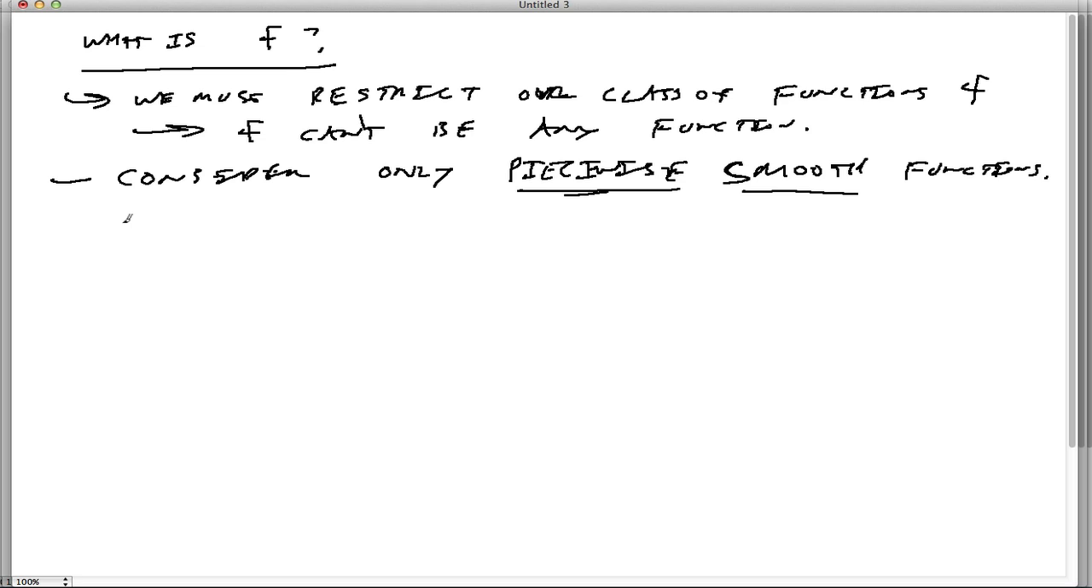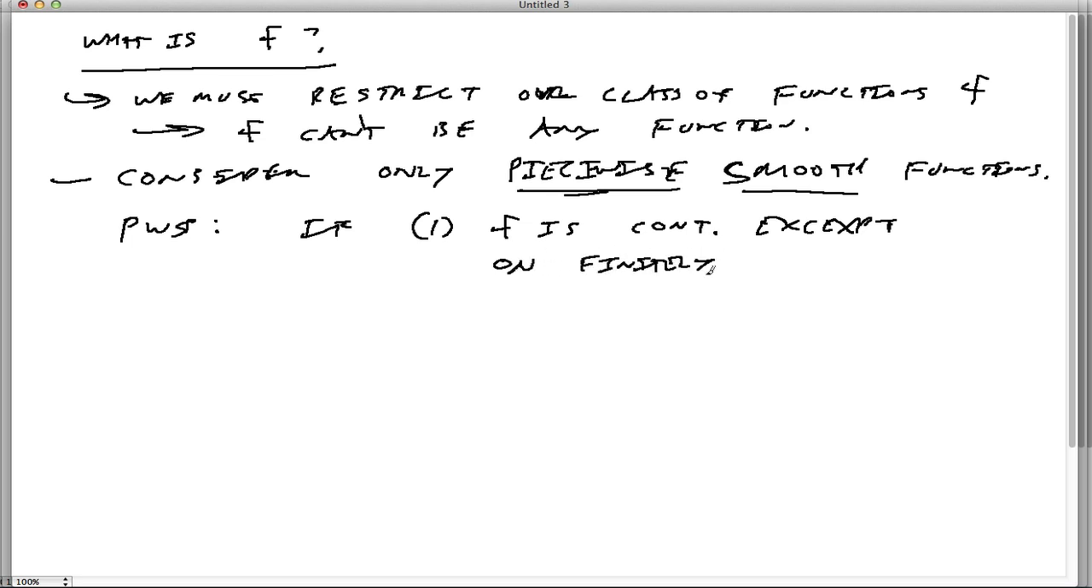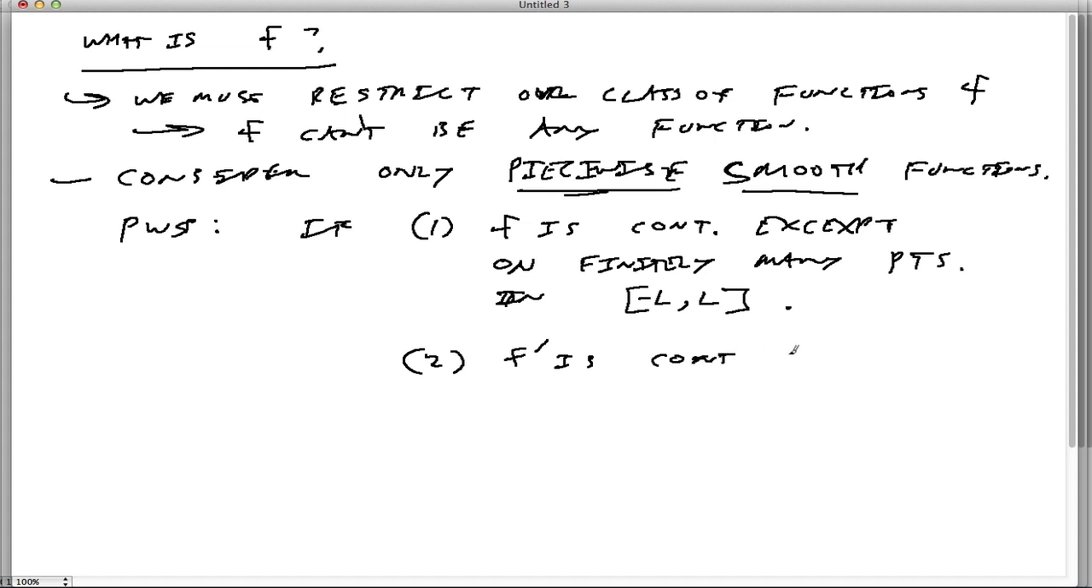It means that we call this piecewise smooth if 1, f is continuous except on finitely many points in the interval negative L to L. Okay, and 2, we need one more condition. F prime is continuous except, the same thing, on finitely many points. So both are true. Okay, so what do we mean by continuous except on finitely many points?